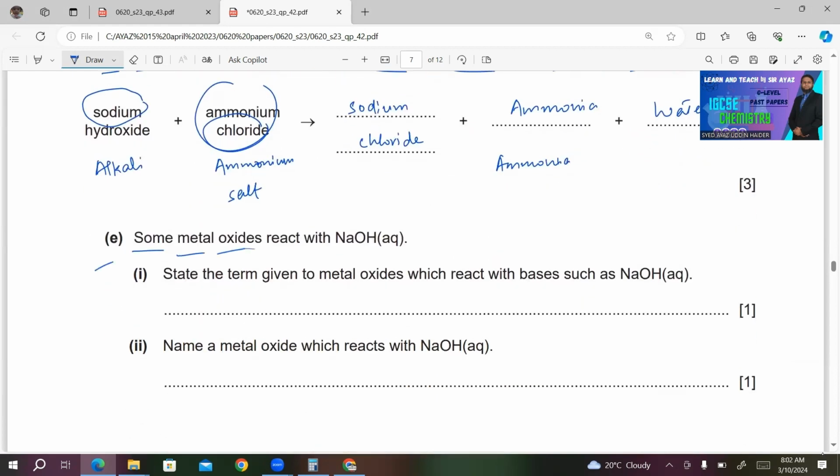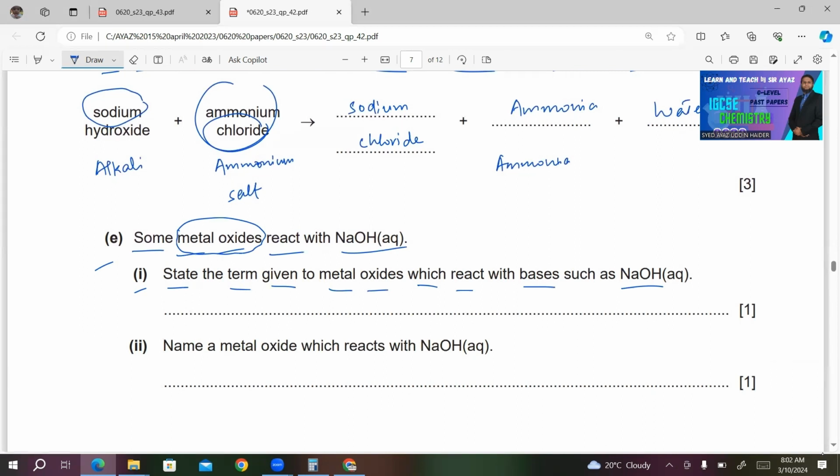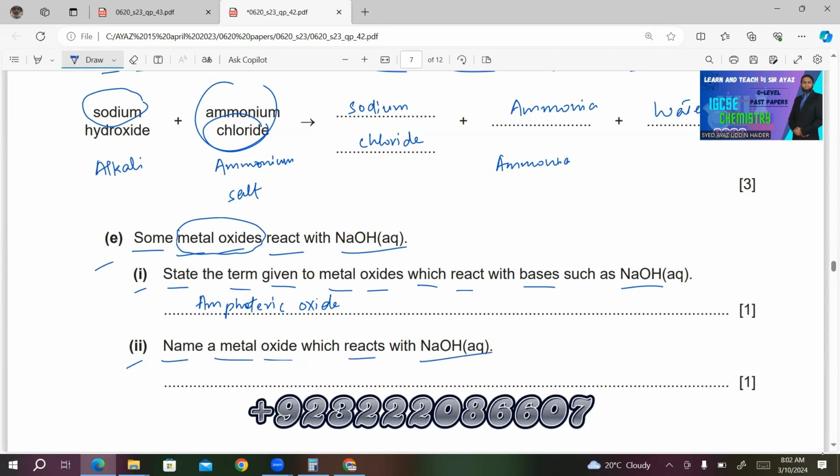E. Some metal oxides react with NaOH aqueous. Metal oxides mean they are bases. Number 1, state the term given to a metal oxide which reacts with bases such as NaOH aqueous. Now there are some oxides which react with both acids and bases. They are known as amphoteric oxides. So I will write amphoteric oxide here.